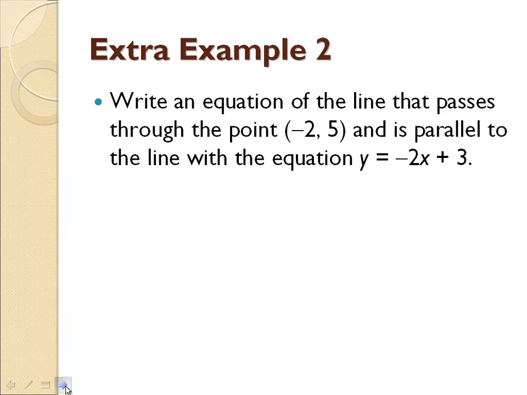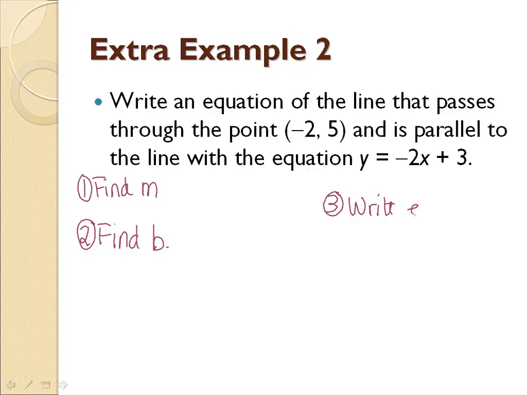So here is extra example 2. I want you to take the time to follow your 3 steps to doing this problem. First of all, find your slope. Second of all, find your y-intercept. And then the third thing, which you might need a little extra space, so I'm going to write it over here, is write your equation. So pause the video and try this one on your own.